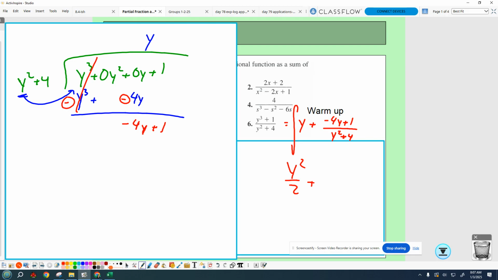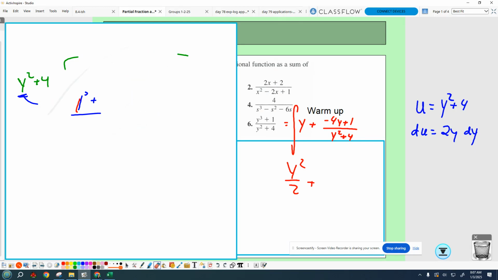Okay, so if I do u substitution, Adrian, what would the u value be? y squared plus 4. Sadie, what is du? 2y. And I don't have that. I've got this annoying constant hanging on there. So is there something I can do?